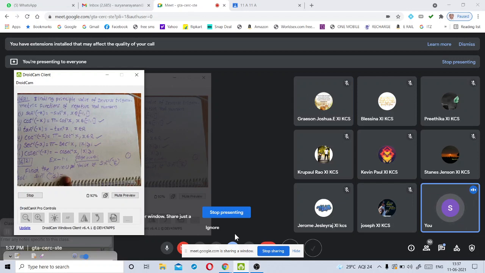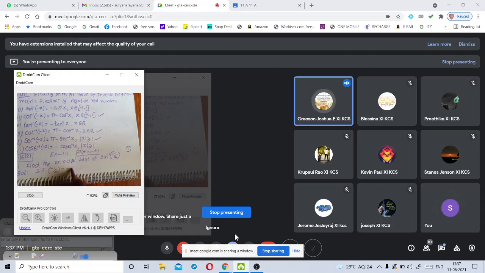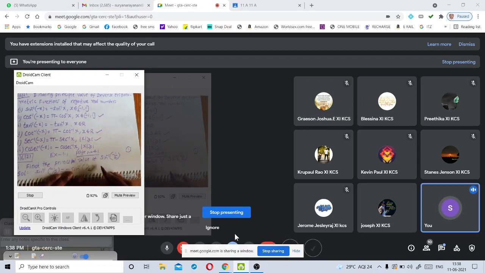Then how do you write sine inverse of minus 1 by 2? Sir, minus sine inverse of 1 by 2. Minus sine inverse of 1 by 2, because by using this formula, sine inverse of minus x, here x value is 1 by 2. So by using this formula, sine inverse of minus x is equal to minus sine inverse x, we got this step.